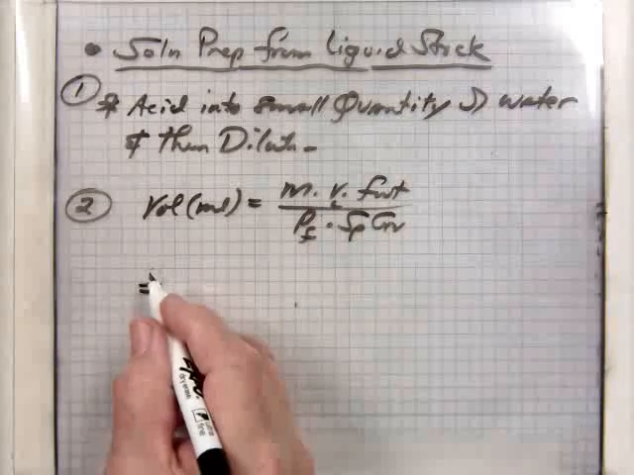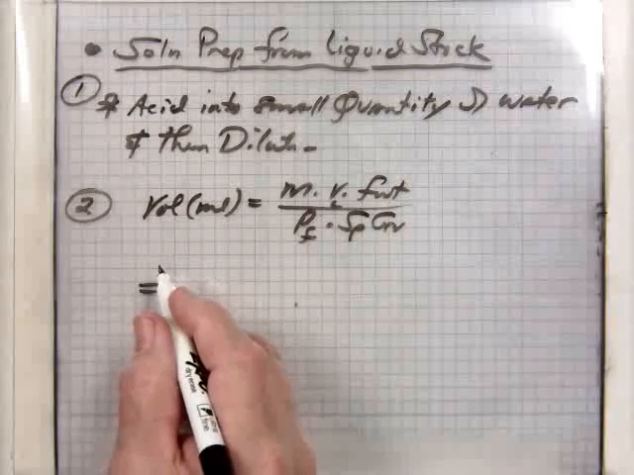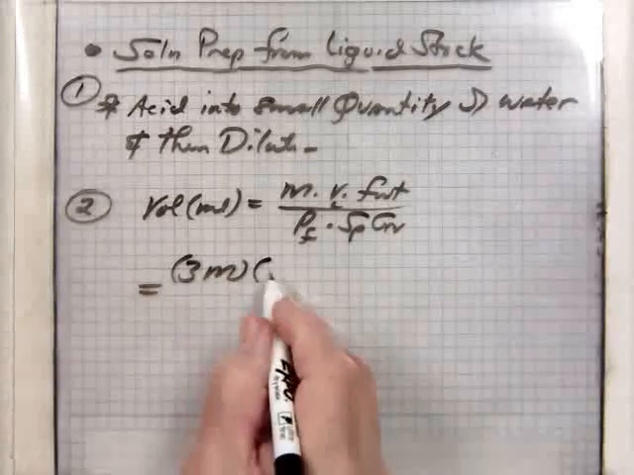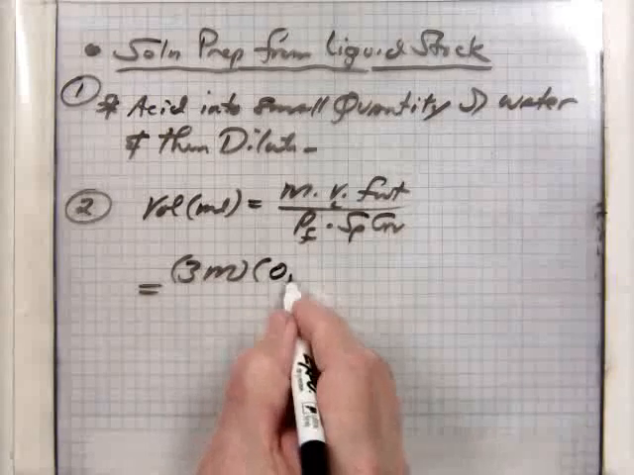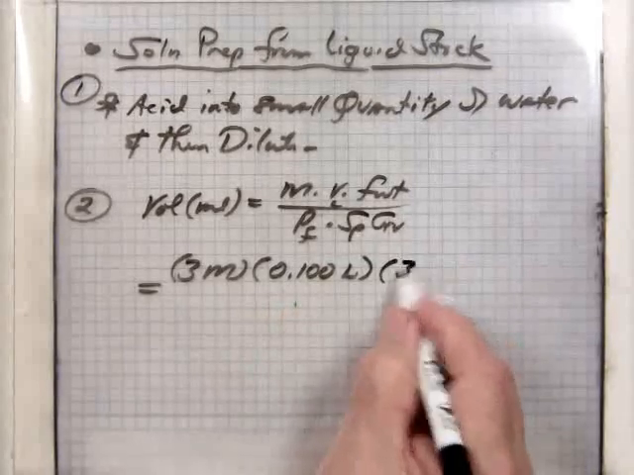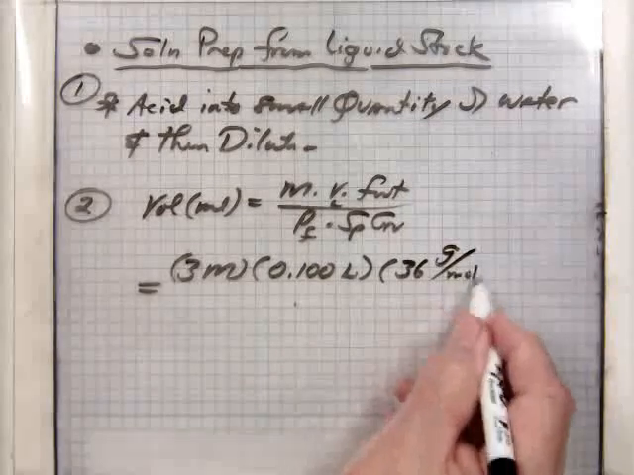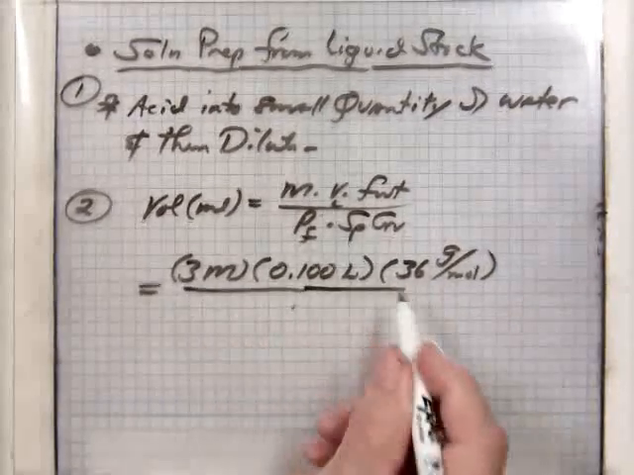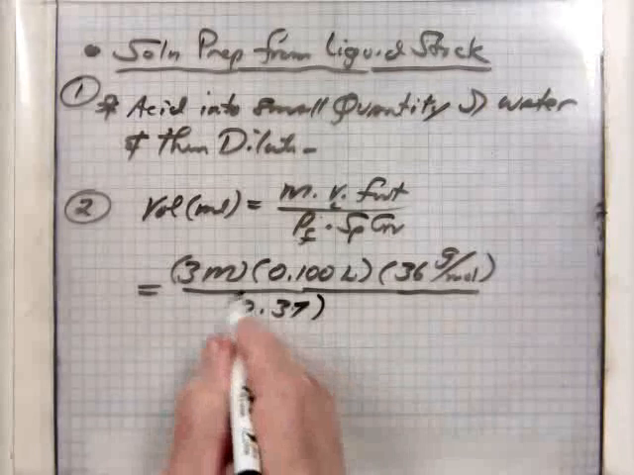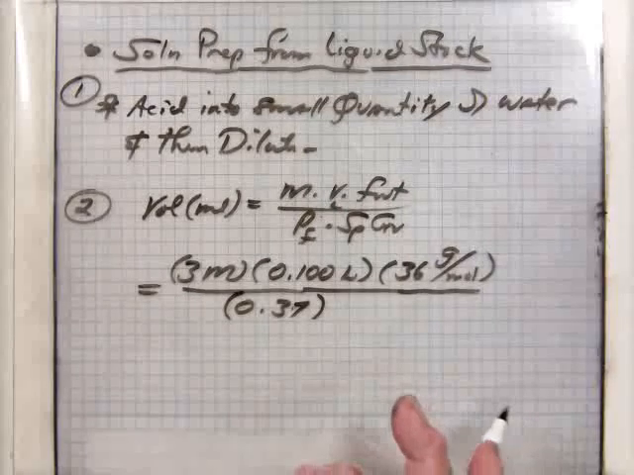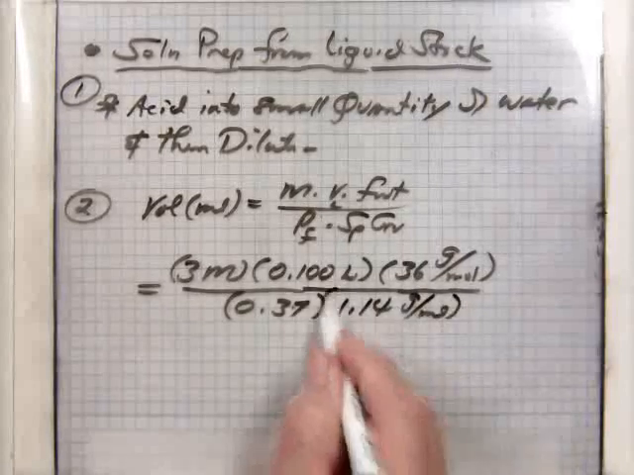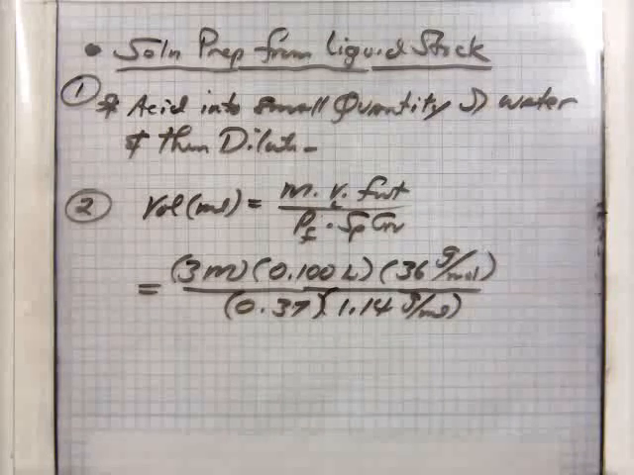So we're trying to prepare a 3 molar solution, and we're making 100 milliliters, which is 0.100 liter. The formula weight is 36 grams per mole, and the purity factor is 0.37 from 37%. It's 1.14 grams per mL specific gravity, which becomes the density.